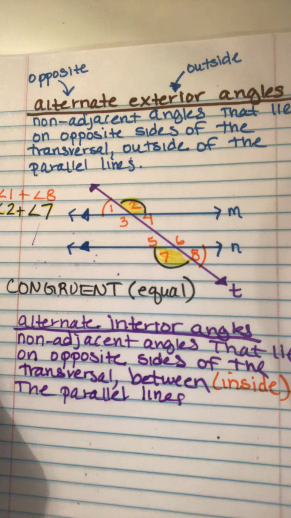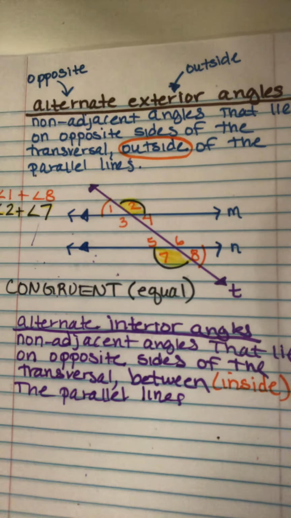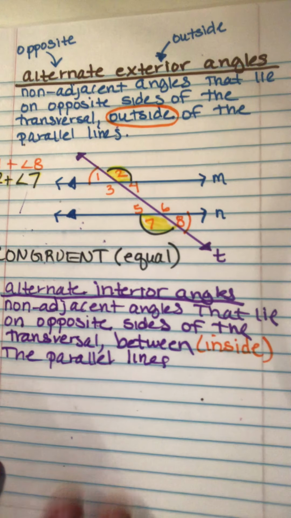Because over here, they were outside of the parallel lines. I don't know if I explained that well, but I guess you can see that. But in this particular case, when they're alternate interior angles, they are inside of the parallel lines.